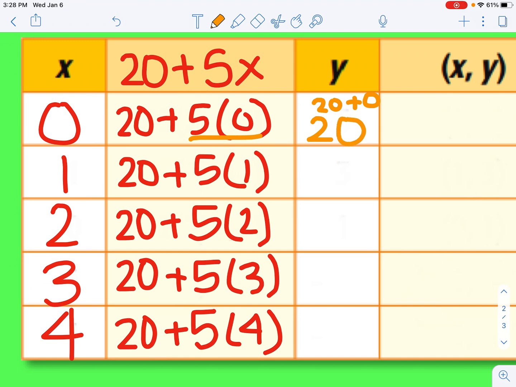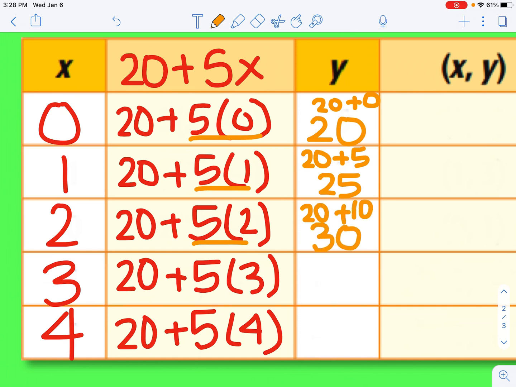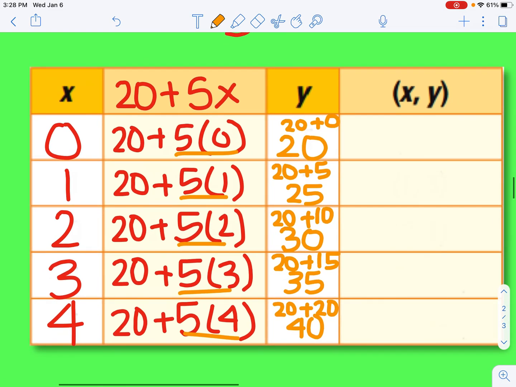Now our next one, 20 plus 5 times 1. Well, 5 times 1 is 5. So we're taking 20 plus 5, which is 25. Our next one, 20 plus 5 times 2. 5 times 2 is 10, so we're taking 20 plus 10, which is 30. Our next one, 20 plus 5 times 3. 5 times 3 is 15, so we're taking 20 plus 15, which is 35. And then the last one, 20 plus 5 times 4. Well, 5 times 4 is 20, so we're doing 20 plus 20, which is 40.